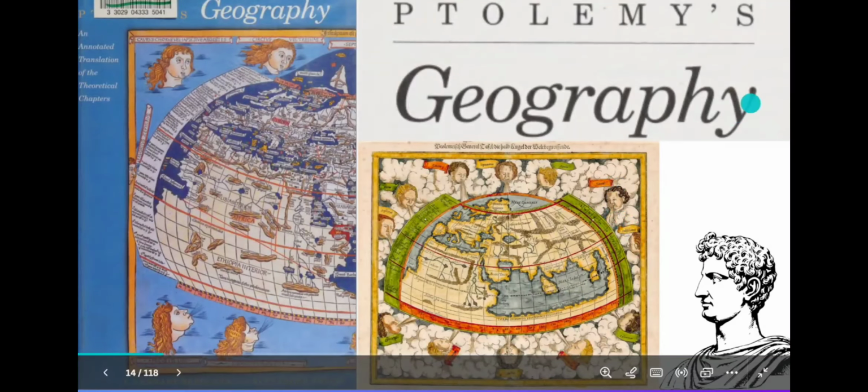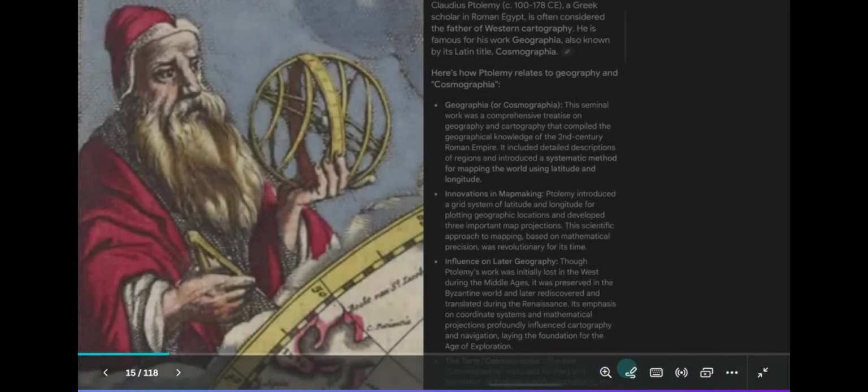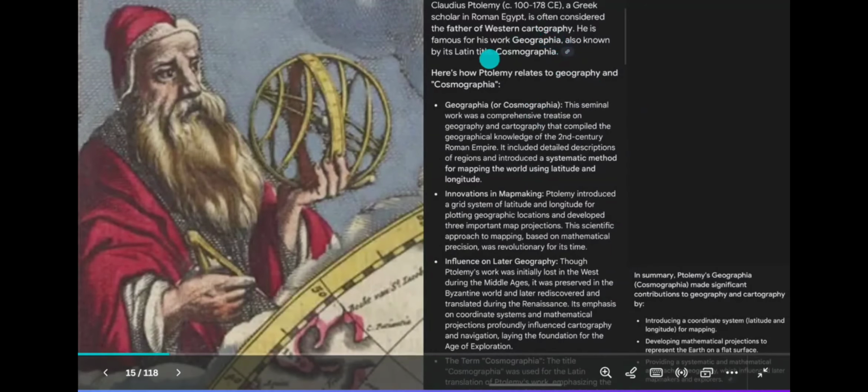Bring us into the star of today. We got our boy Ptolemy, who put forth a book in antiquity called Geography, also known as Cosmography, or Geographia and Cosmographia. Claudius Ptolemy was said to have lived back in ancient Rome and is the father of Western cartography because he is most famous for this book called Geography or Cosmography. It's interesting that the two are used interchangeably, right? I always say that it's more cosmography than cartography, but his book actually could have been called Cosmography.